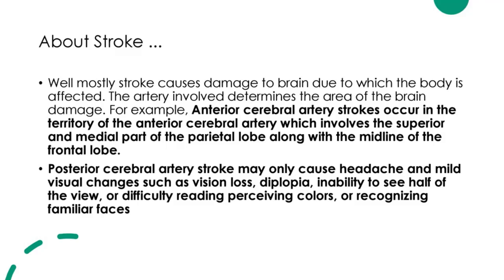So that means a person having this type of stroke will have hemiparesis. He will have sensory and motor loss in some areas of the body at one side of the brain. So if a person has a posterior cerebral artery stroke, he will only have vision loss because the posterior cerebral artery supplies only the occipital region, the posterior region of the brain.